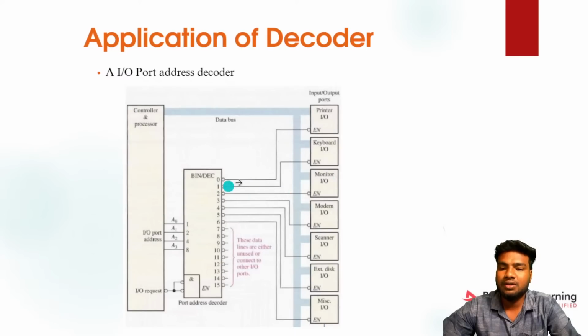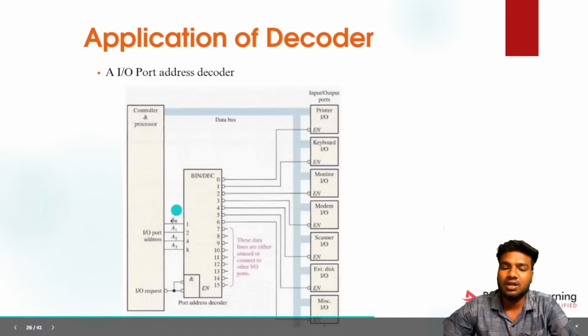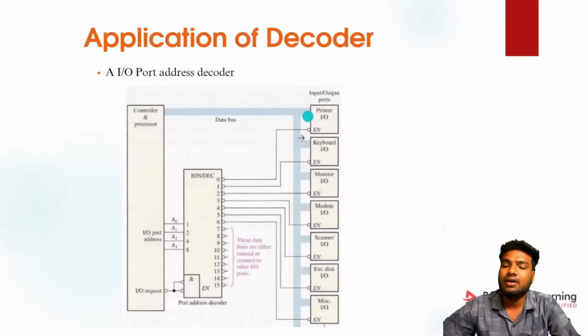So the first pin is connected to the printer. If you give some address, the decoder will choose the printer. If you give another address, it will choose the keyboard. If you give the address for the monitor, the decoder will choose the monitor. So these are the functionalities of decoders. Based on our inputs, we can use these peripherals by using the decoder operation.